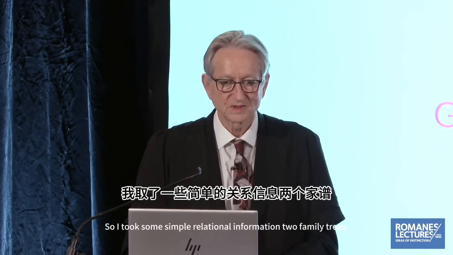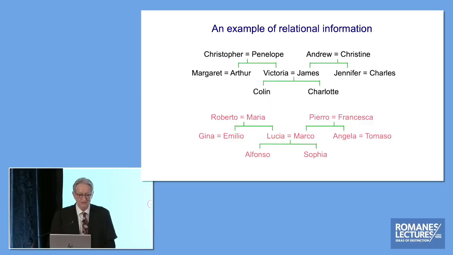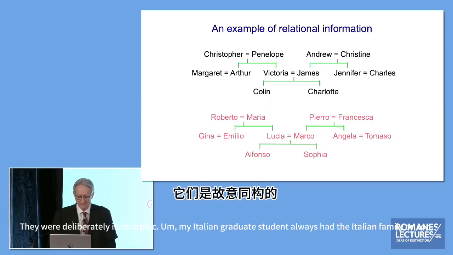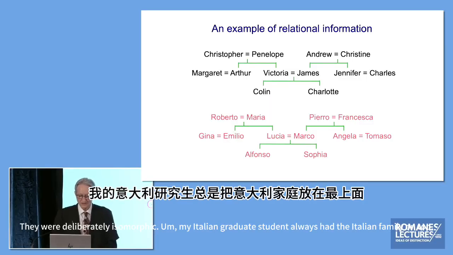So I took some simple relational information, two family trees. They were deliberately isomorphic. My Italian graduate student always had the Italian family on top.